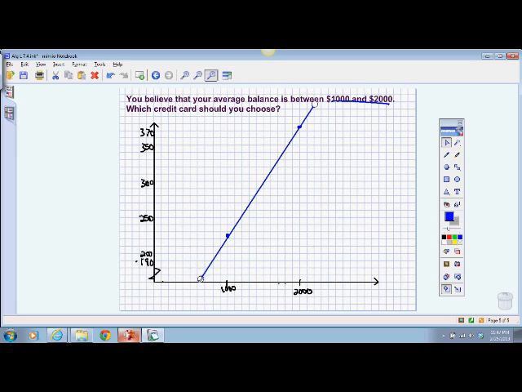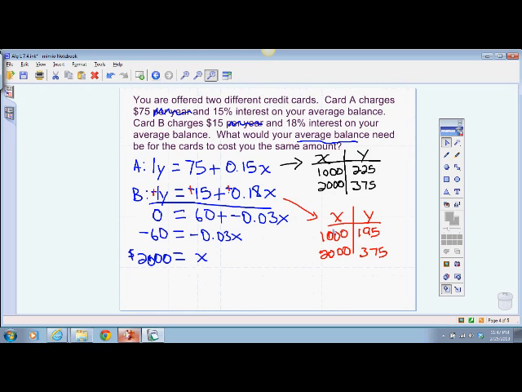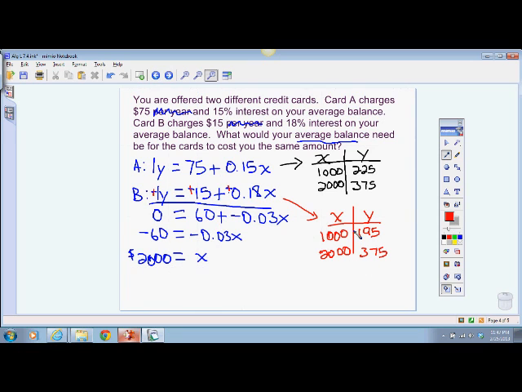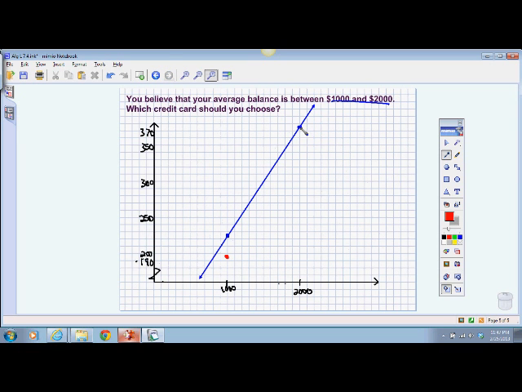Okay. And then we'll graph our second points. (1,000, 195). So that's going to be below here. Here's 190, so here's 195. And then we have (2,000, 375), which is the same. So graphing this line.